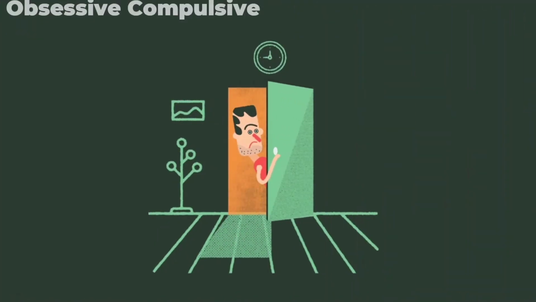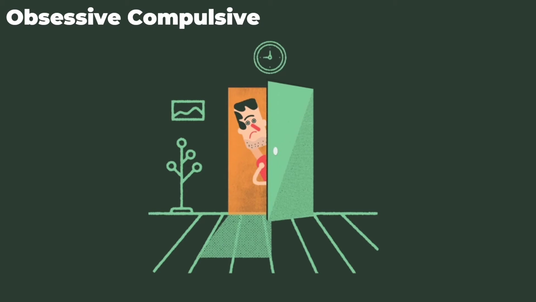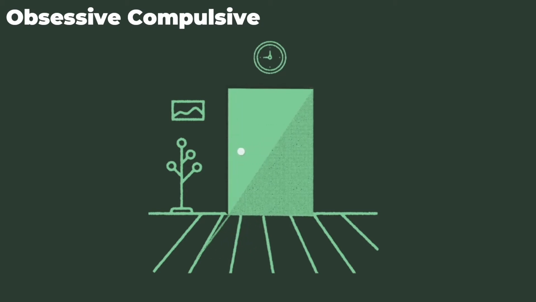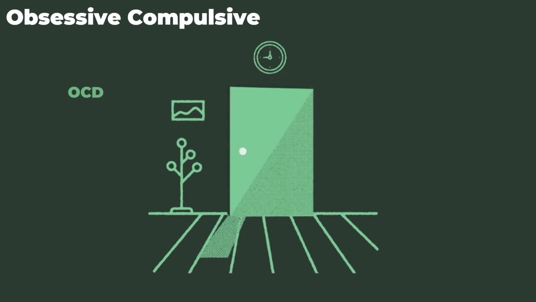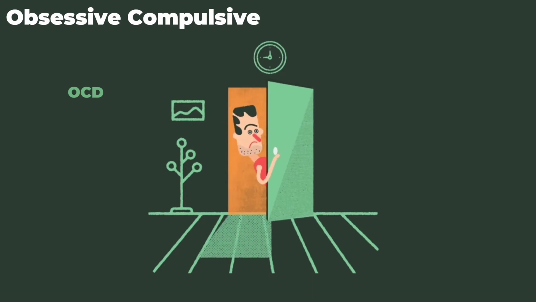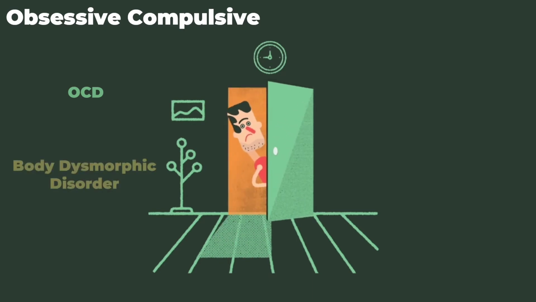Next is obsessive-compulsive. There are several types in obsessive-compulsive. The first one is OCD, or obsessive-compulsive disorder. It means the presence of obsession, compulsion, or both. Next is body dysmorphic disorder.